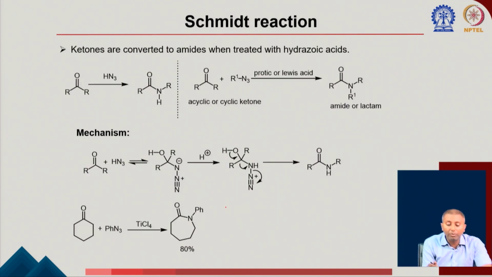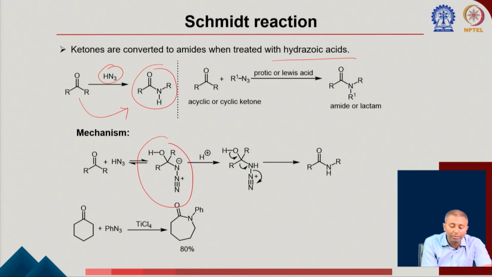So ketones are converted to amides when treated with hydrazoic acid. You can convert a ketone to the corresponding amide. That is a very important transformation using hydrazoic acid. Again, you can see in the mechanism what is happening. First, the nitrogen of the hydrazoic acid is going to attack here to form this type of species after getting protonation.